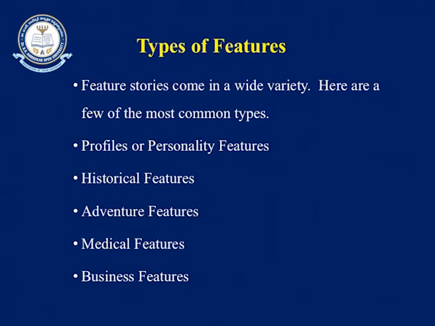There are types of features. Feature stories come in a wide variety. Here are a few of the most common types. Number 1 is the profile, otherwise called the personality feature. Number 2 is the historical feature. Number 3 is the adventure feature. Number 4 is the medical feature, and then business features. We will discuss each kind of feature in detail.